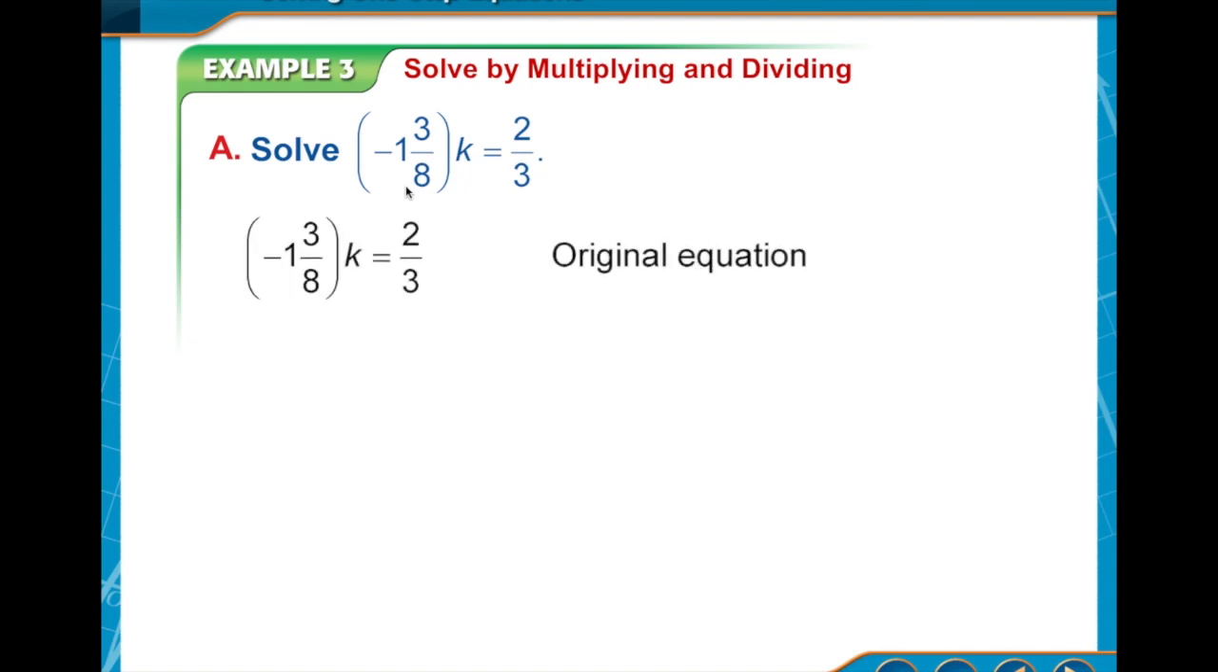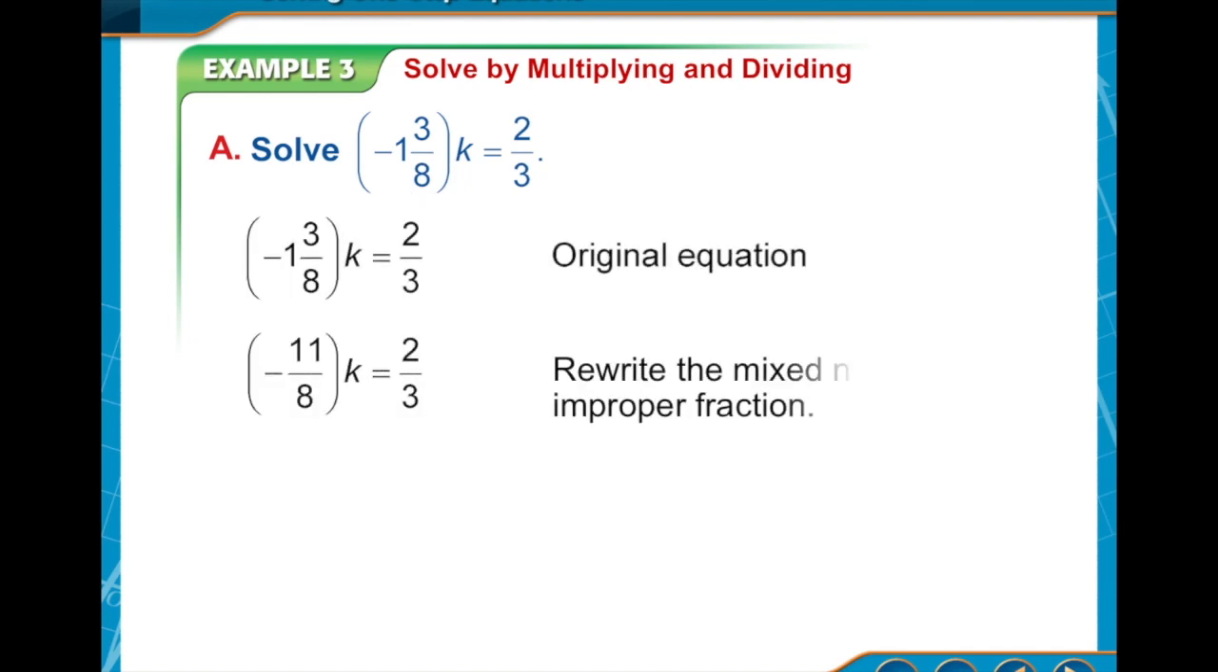So first we'll start with our original equation. We want to rewrite this fraction. This is an improper fraction. It's a mixed number. So we want to rewrite this mixed number as an improper fraction. So this is something much easier to deal with. Now we can divide both sides by negative 11 over 8. We'll get k by itself and we'll get a value over here. That will be our solution.